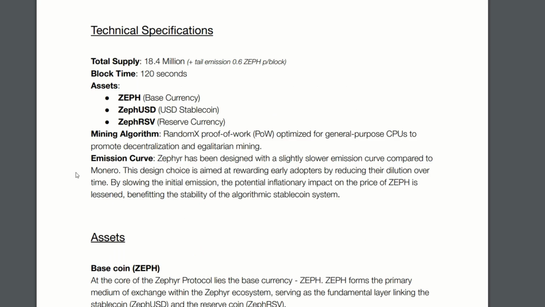One thing they do point out here in the emission curve section is that ZEPHYR has been designed with a slightly slower emission curve compared to Monero. This design choice is aimed at rewarding early adopters by reducing their dilution over time. By slowing the initial emission, the potential inflationary impact on the price of ZEPH is lessened, benefiting the stability of the algorithmic stablecoin system. So it sounds like it's not going to get down to that 0.6 ZEPH block reward, like we currently have on XMR, for a little bit longer, but it's still following the same situation between the two.